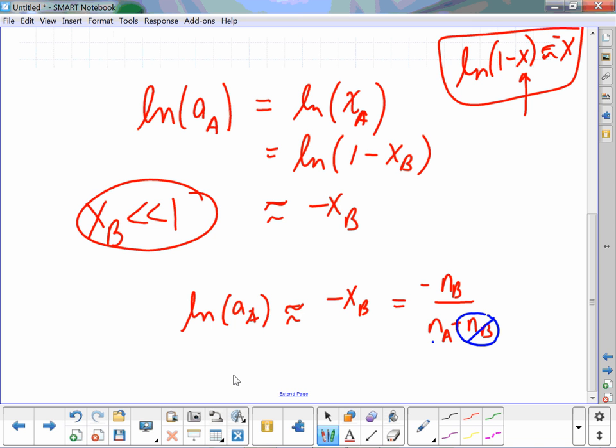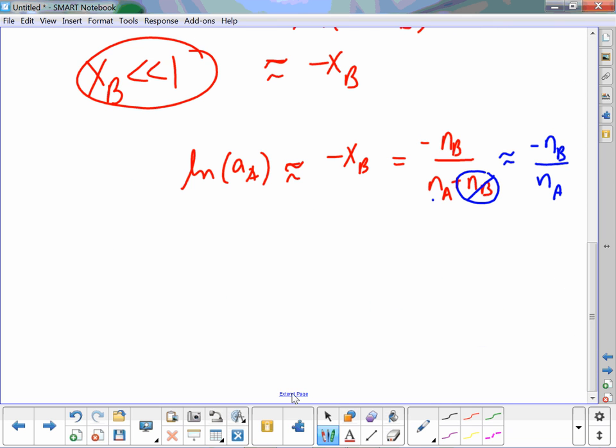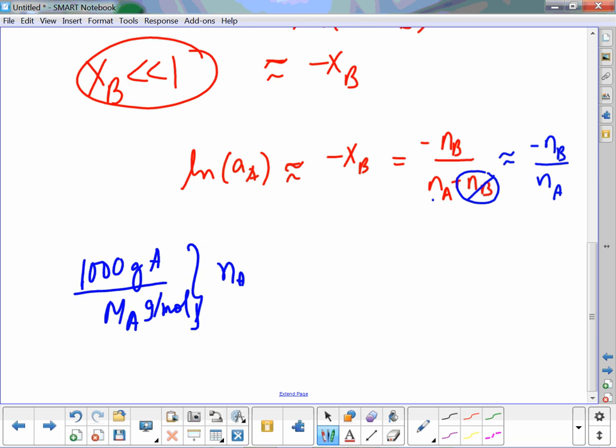Very small. So again, we make one more approximation here. It's going to be negative NB over N sub A. Now we're going to express this in terms of molality, because molality is moles of solute per kilogram of solvent, right? So if you have 1,000 grams of A divided by the molar mass of A in grams per mole, this will give you the number of moles of A. So the number of moles of A is just 1,000 over molar mass of A.